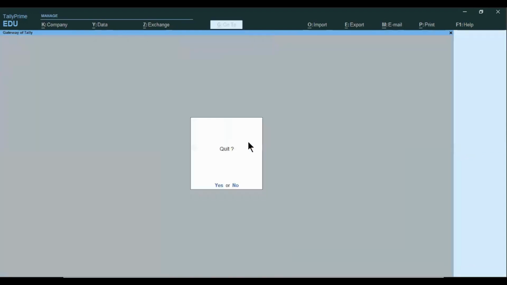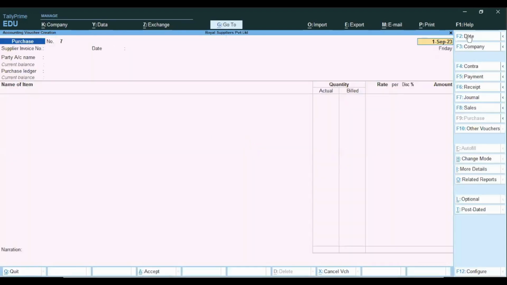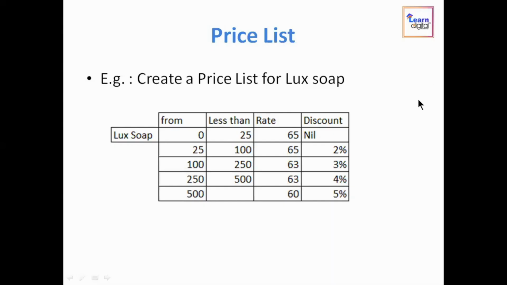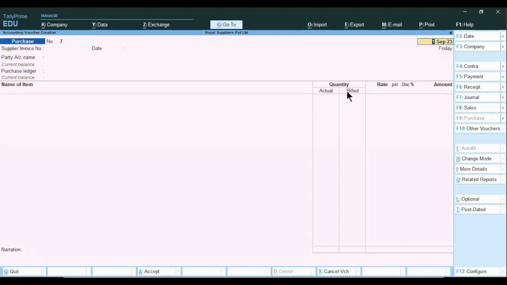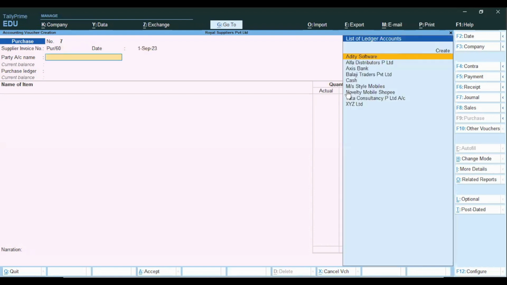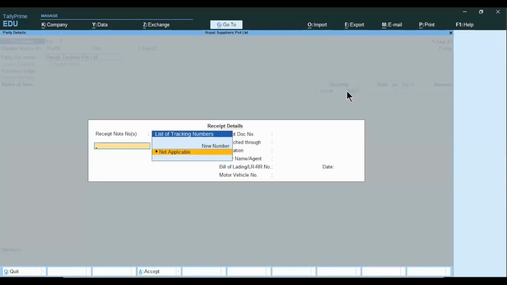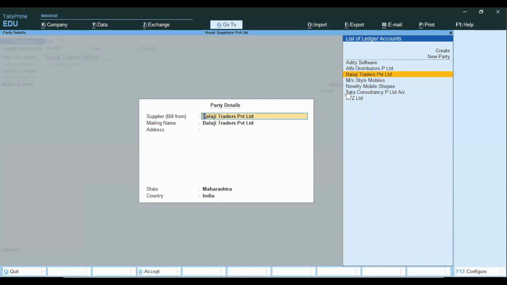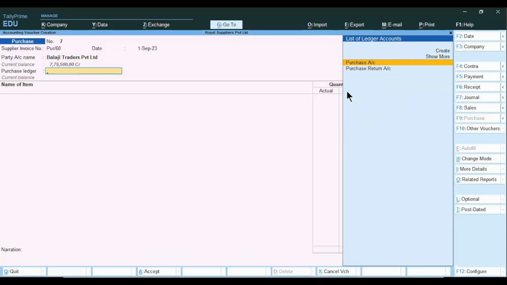Okay. Now we will enter a purchase transaction. From which date will you enter? Any date. We have not given any specific date. It is right from day one. So suppose we are entering on 1st of September, no problem. So purchase invoice number 60, dated so and so, party, suppose we have purchased this from Balaji Traders, Ctrl A, no purchase order processing, party details, purchase ledger.